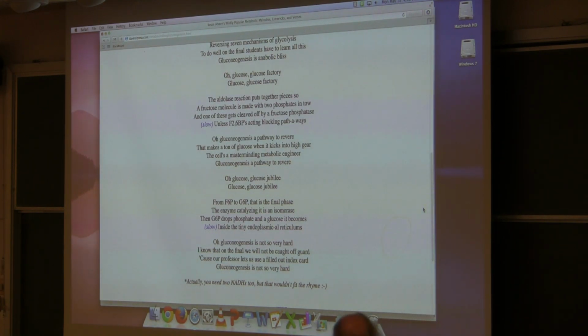Oh, glucose jubilee, glucose jubilee. From F6P to G6P, that is the final phase. The enzyme catalyzing it is an isomerase. Then G6P drops phosphate and a glucose it becomes inside the tiny endoplasmic reticulums. Oh, gluconeogenesis is not so very hard. I know that on the final we will not be caught off guard because our professor lets us use a filled out index card. Gluconeogenesis is not so very hard.